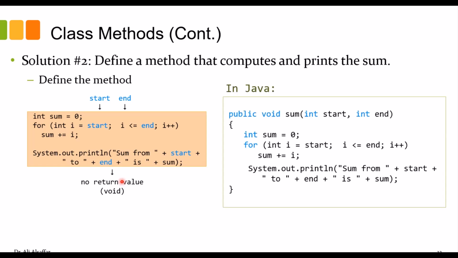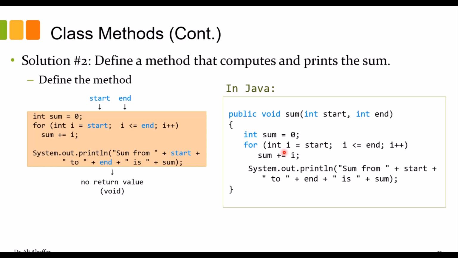Now how to define it? You write public, you put the return value, which is void, then comes the name, and between round brackets you put the parameters, and then you have the curly brackets, and inside the curly brackets you write the code that will find the summation. And see, we don't have return because the return value for this method is void.